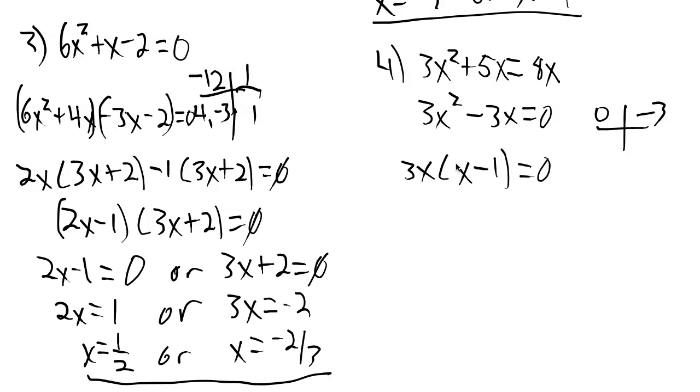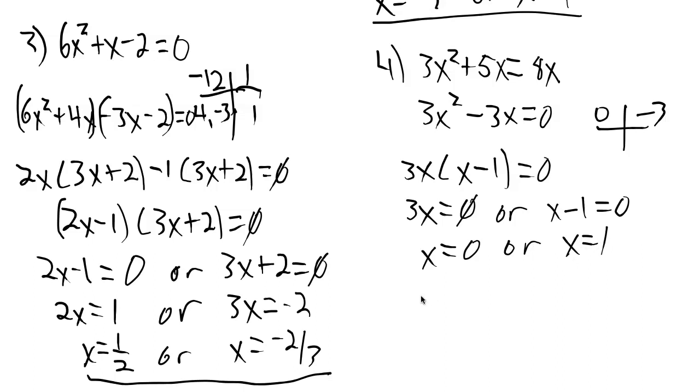Now this is the same thing. We have two terms that are multiplied together. So this becomes 3x is equal to 0, or x minus 1 is equal to 0. Divide, we get x is equal to 0, or x is equal to positive 1.